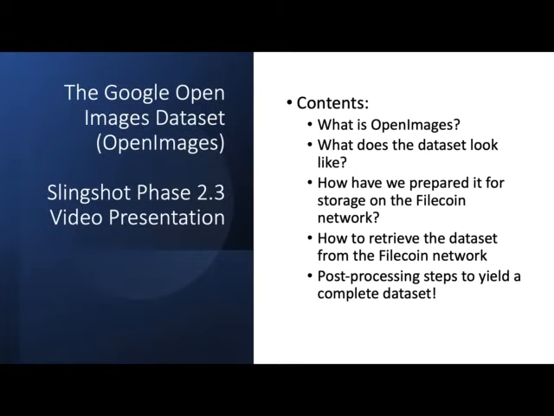Dataset presentation for AetherImages for the Slingshot Phase 2.3 competition. We try to keep this under 4 minutes. So what is AetherImages? What does the dataset look like? How have we prepared it for the storage of the Filecoin network? How can you retrieve it? And what are the post-processing steps to yield a complete dataset?